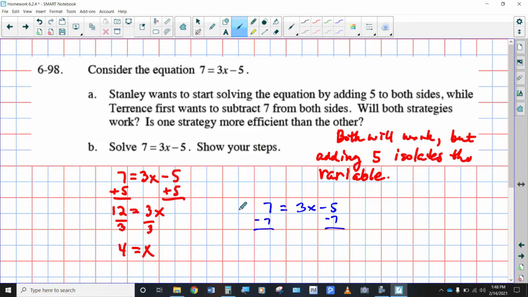It wouldn't have gotten me any closer to my answer, but I could have done it if I wanted to. So what Terrence is doing is just going to require him to take a little bit more time to solve his problem. -5 minus 7 is -12.